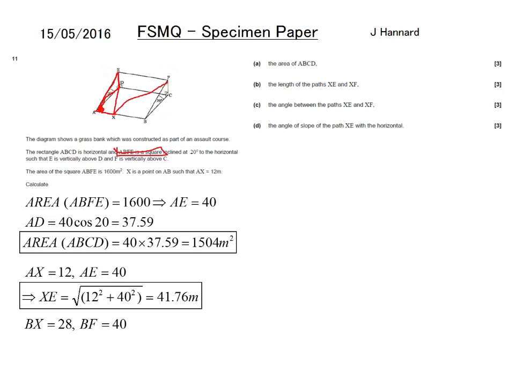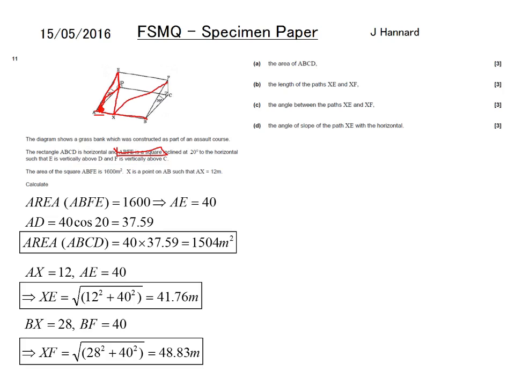Similarly, BX equals 28, and you're thinking, how did you get that? Well, the whole thing is 40, and we know that that there is 12, so therefore this line here must be 28. BF is 40, so Pythagorasing them up, you get 48.83.